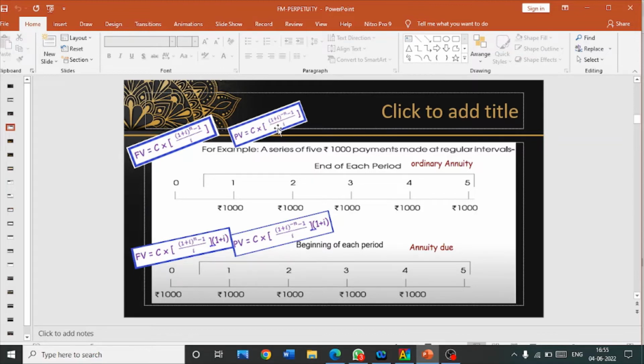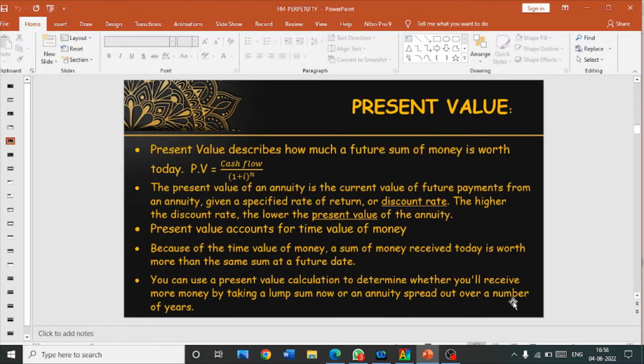Suppose the payment is made at the beginning, which is an annuity due. The future value formula will be the same as the ordinary annuity, but (1 + i) will be an extra product, because the payment is made one month before, at the beginning itself, so one installment will be extra. That is why it is ((1 + i)^n - 1) / i into (1 + i). In the same way, the present value is C into (1 - (1 + i)^-n) / i into (1 + i). This is the value for the present value and future value with regard to the ordinary annuity and the annuity due.